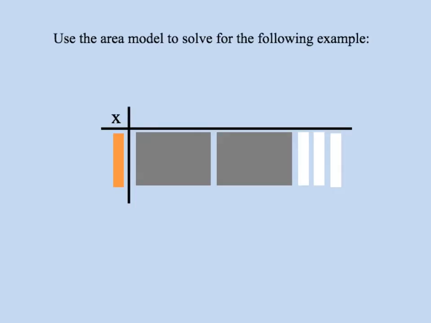Let's take a look at another example. Use the area model to solve for the following. As you can see, we have our area, which is our dividend, our vertical length, which is our divisor, and it will be our horizontal width in this example, which will tell us the quotient.